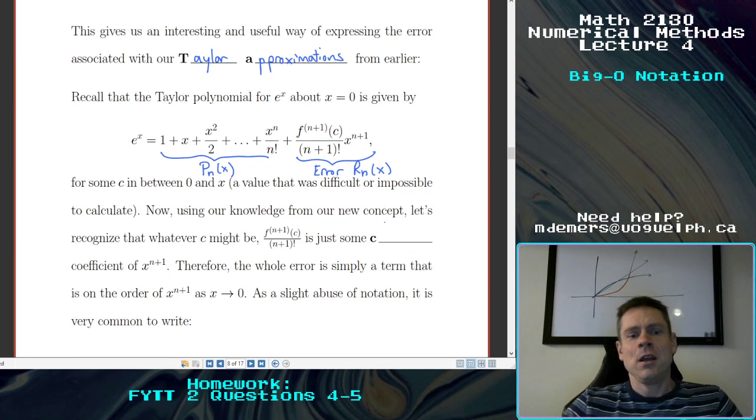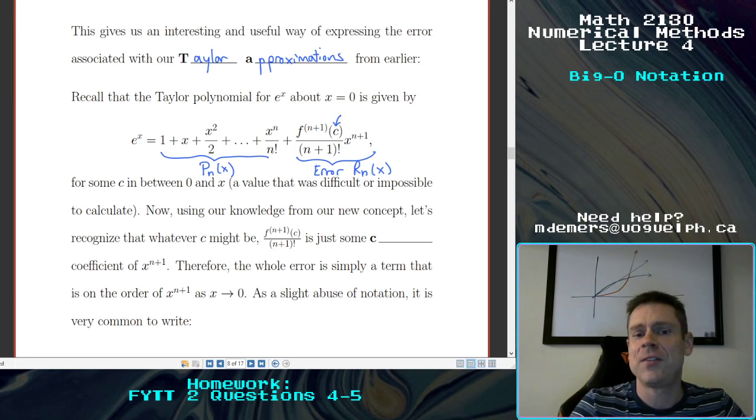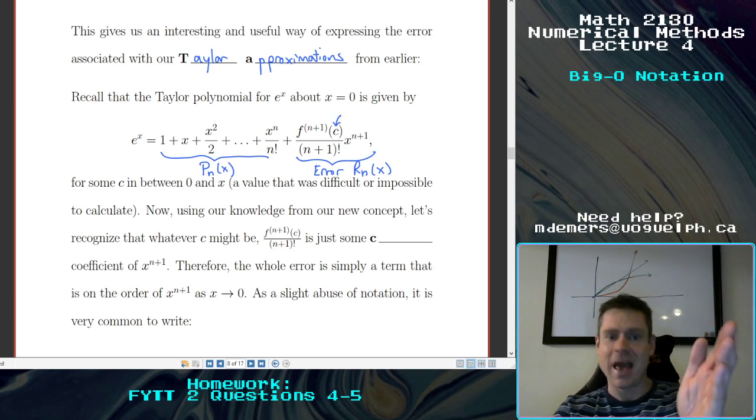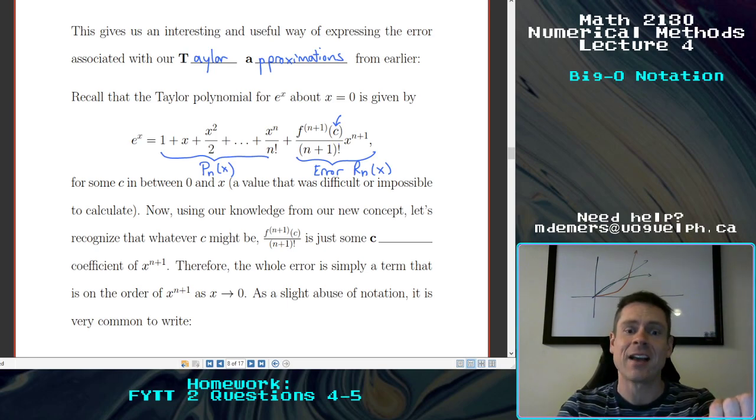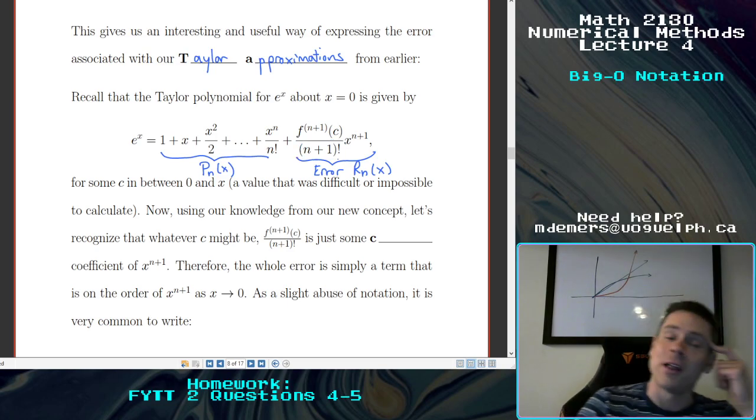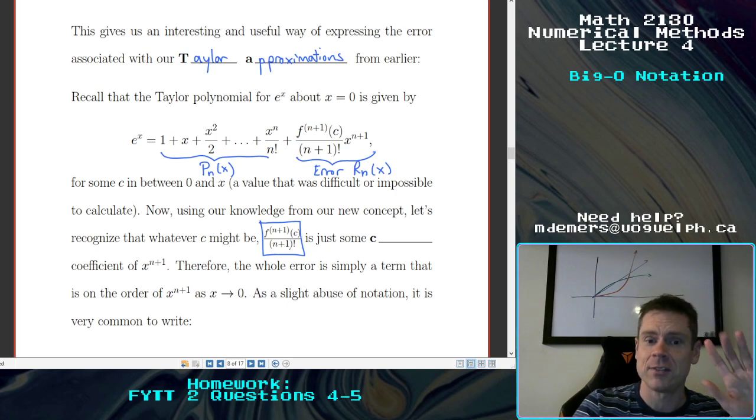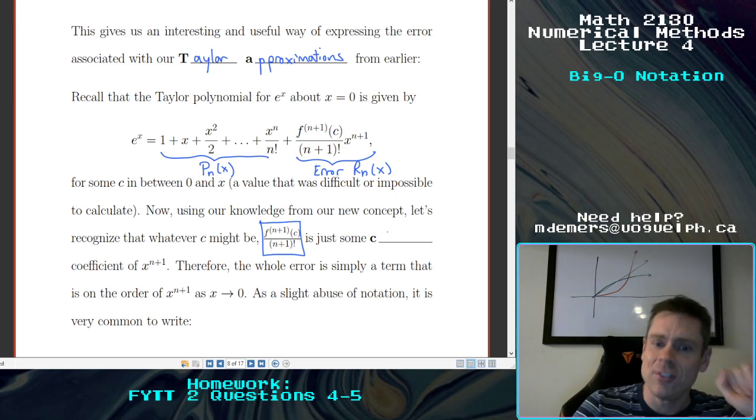Okay. But watch. That c, whatever it is, is some specific number between x and whatever the center point is. For e to the x, that center point was just 0 with this expansion. So it's just some number, and the n plus first derivative evaluated at that is just a number. Also, n plus 1 factorial, doesn't matter what you have for n, is just a number as well. It might be a really big number. The point is that this quantity, that derivative evaluated at whatever c is, over n plus 1 factorial, is just some constant.